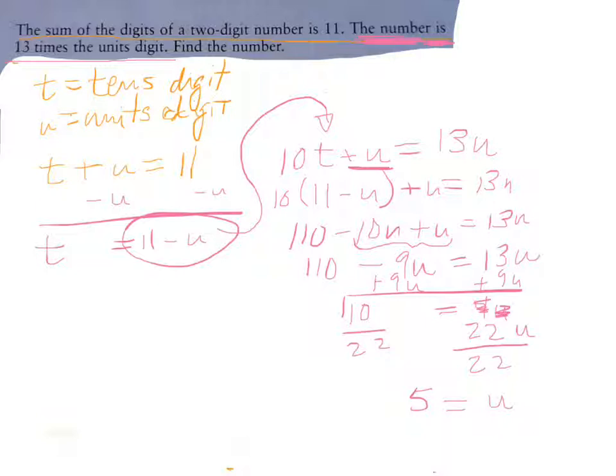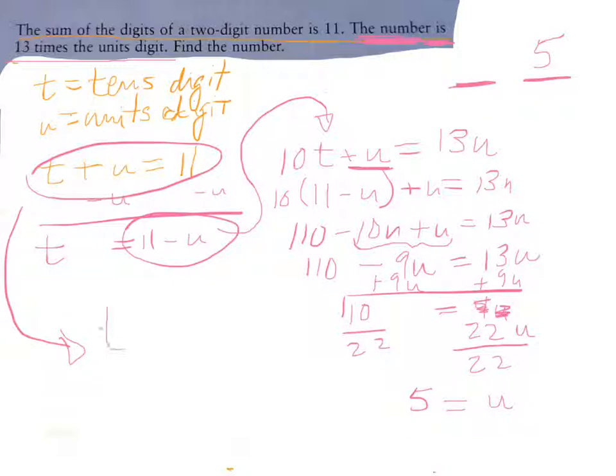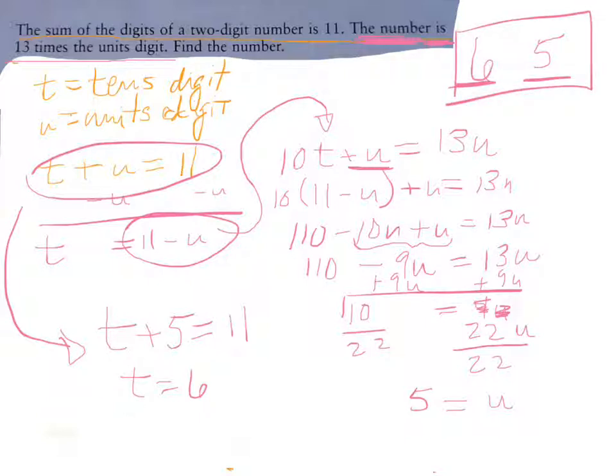Okay? So what we have is this two-digit number ends in 5. So it's something 5, like 25, 35, 45. Well, stick it into this equation right here. T plus u, we found u to be 5, equals 11. So t equals 6. This number is 65. Okay, not an easy problem, but a problem that's doable. And by the way, it is 13 times the units. It's 13 times 5. The sum of the digits do add up to be 11, so it does satisfy all these clues.